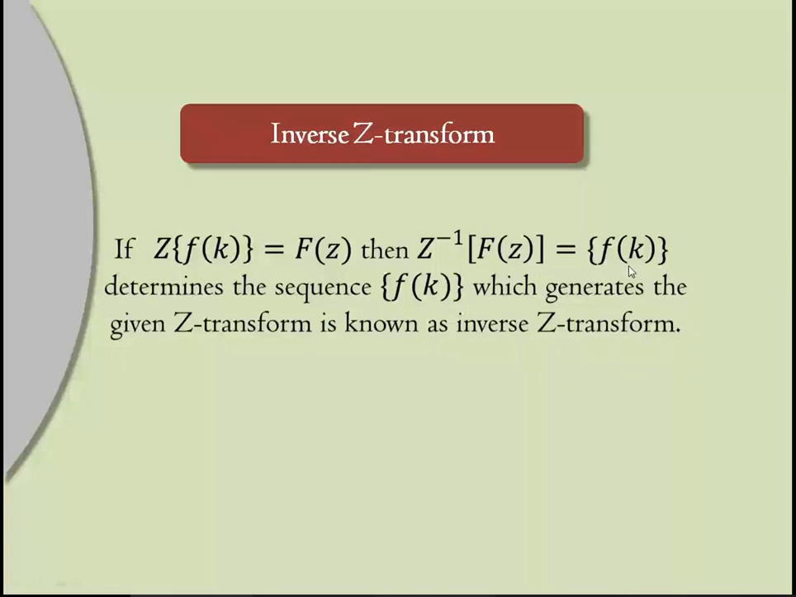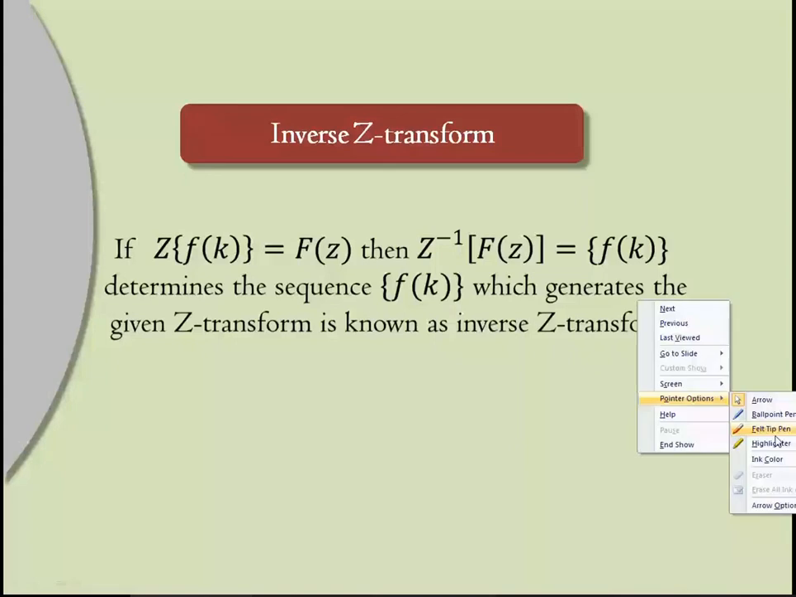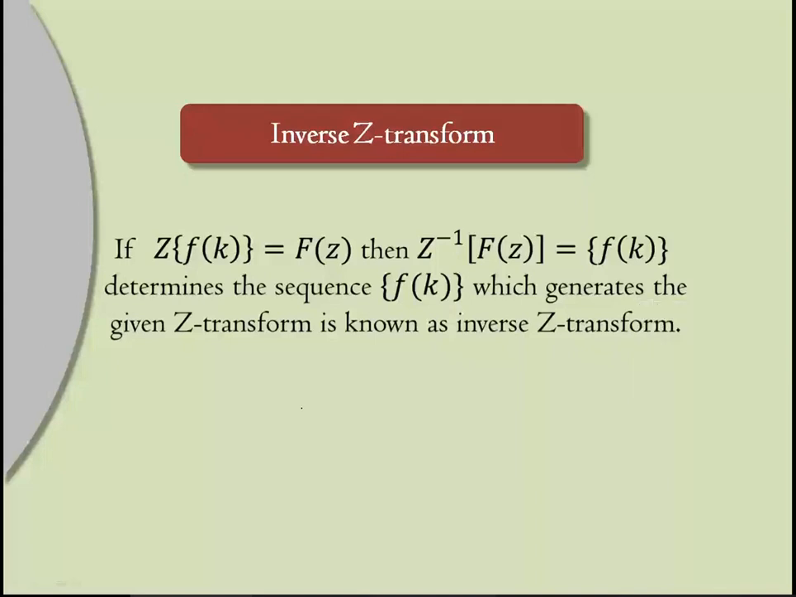And how to get this f of k? We saw the definition of Z transform. We just recall that definition. Z transform of f of k is equal to summation of f of k into z raised to minus k. So this was the definition of Z transform.